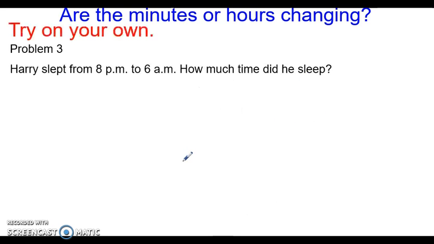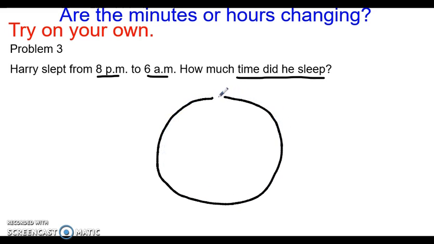You're going to try this problem on your own. It says Harry slept from 8 p.m. to 6 a.m. I want to know, how much time did he sleep? So, first, begin by drawing a clock in your notebook. Put your 12 on the top, 3 on the side, 6 on the bottom, and 9 on the other side. Then fill in the missing numbers. Using your clock, figure out how much time he slept. When you're done with this problem, you're done with today's lesson.